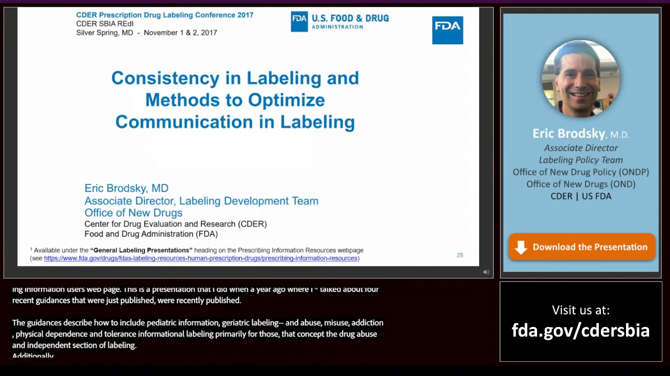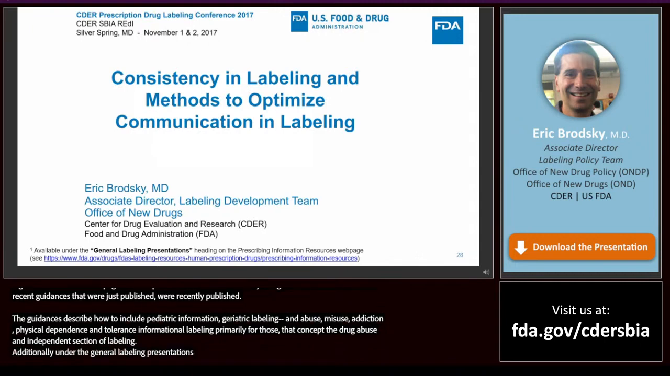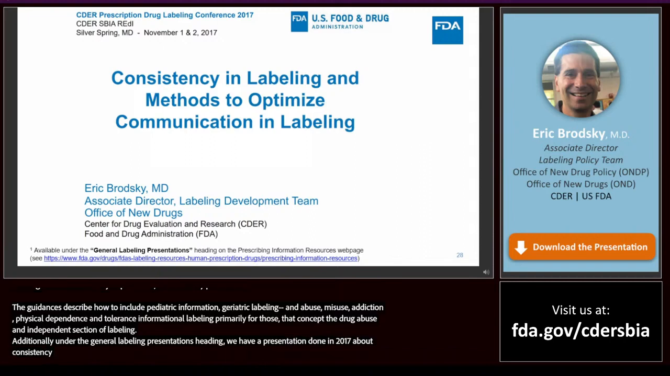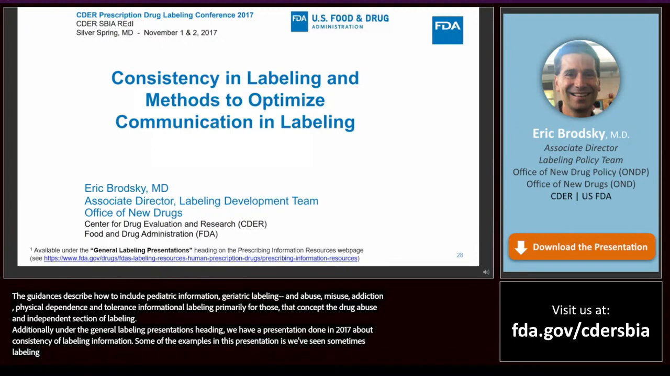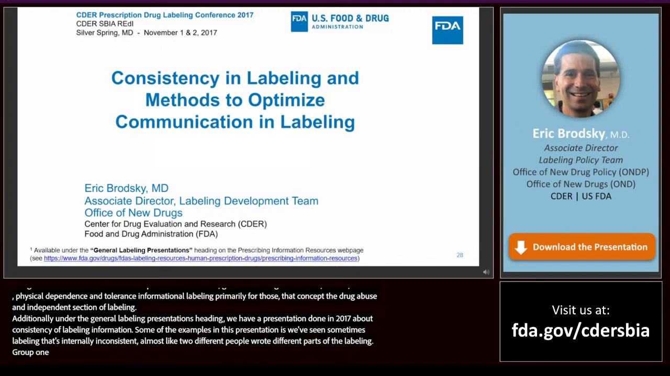Additionally, under the General Labeling Presentations heading, we have a presentation done in 2017 about consistency of labeling information. And some of the examples in this presentation is that we've seen sometimes labeling that's internally inconsistent, almost like 2 different people wrote different parts of the labeling. Group 1 wrote the clinical pharmacology section, Group 2 wrote the use in specific population section, and maybe Group 3 wrote the dosage administration section.